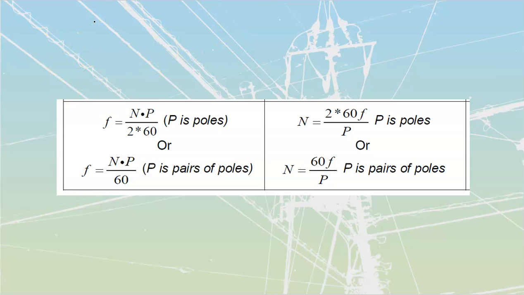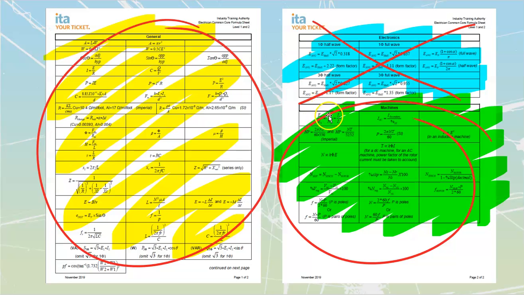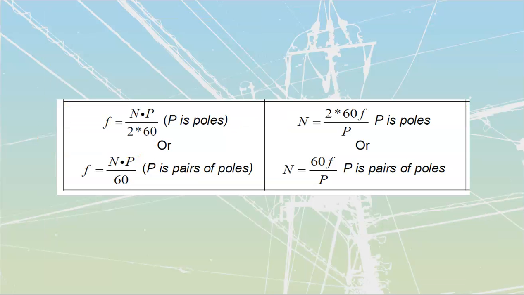The second one that they take a look at asks, what RPM? So they're going to take the same formula and move it around. They're going to develop one of these 2 formulas. They're going to be asking for speed. The speed is going to be based upon 2 times 60 multiplied by my frequency divided by either the number of poles that I have or the number of pole pairs that I have. One or the other.